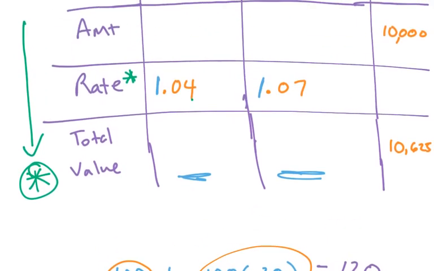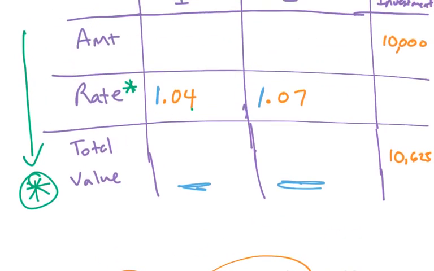So whenever there's a percent increase, we can put a 1 in front of the percent, and that would be it. If this was a percent decrease, then we would be subtracting from 1. So in other words, this would be 0.96, and this would be 0.93, because there would be some sort of depreciation, right?